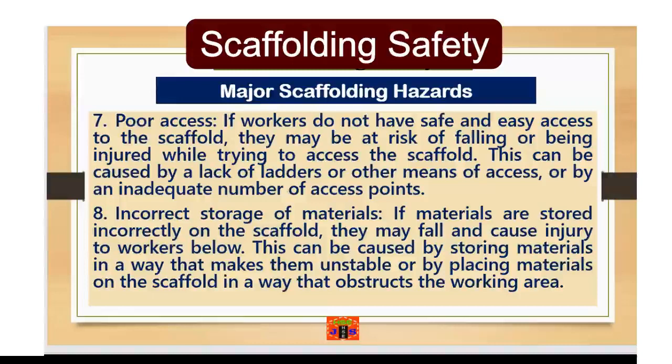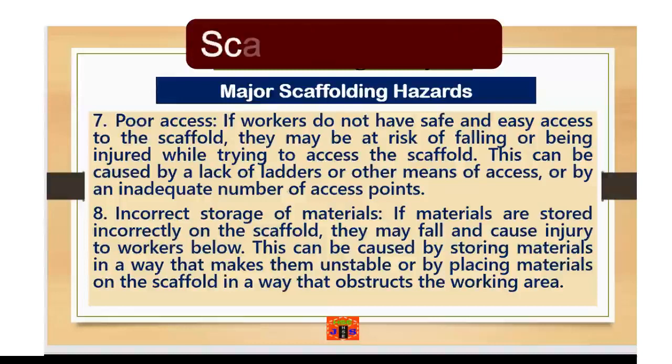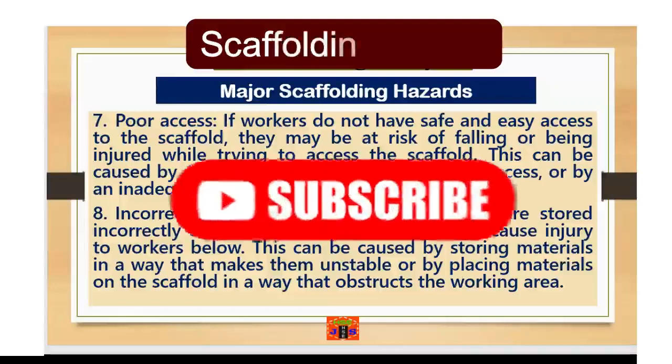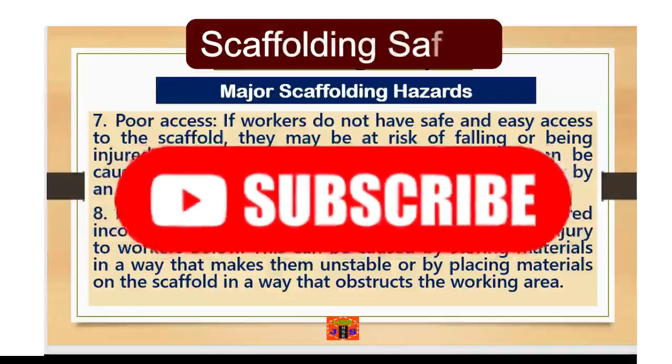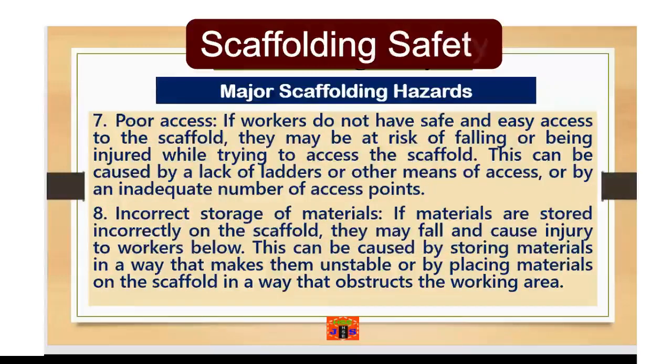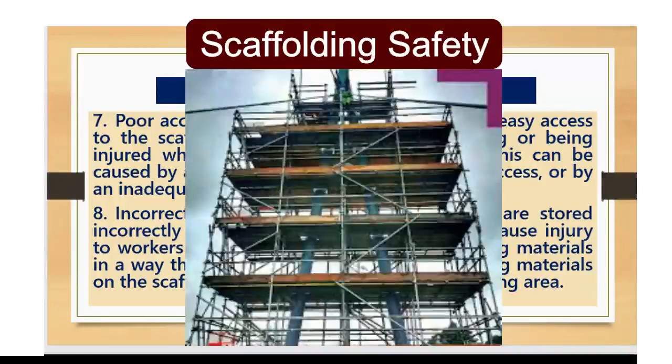Number seven, poor access. Dear friends and fellows, if workers don't have safe and easy access to the scaffold, they may be at risk of falling or being injured while trying to access the scaffold. This can be caused by a lack of ladders or other means of access, or by an inadequate number of access points.